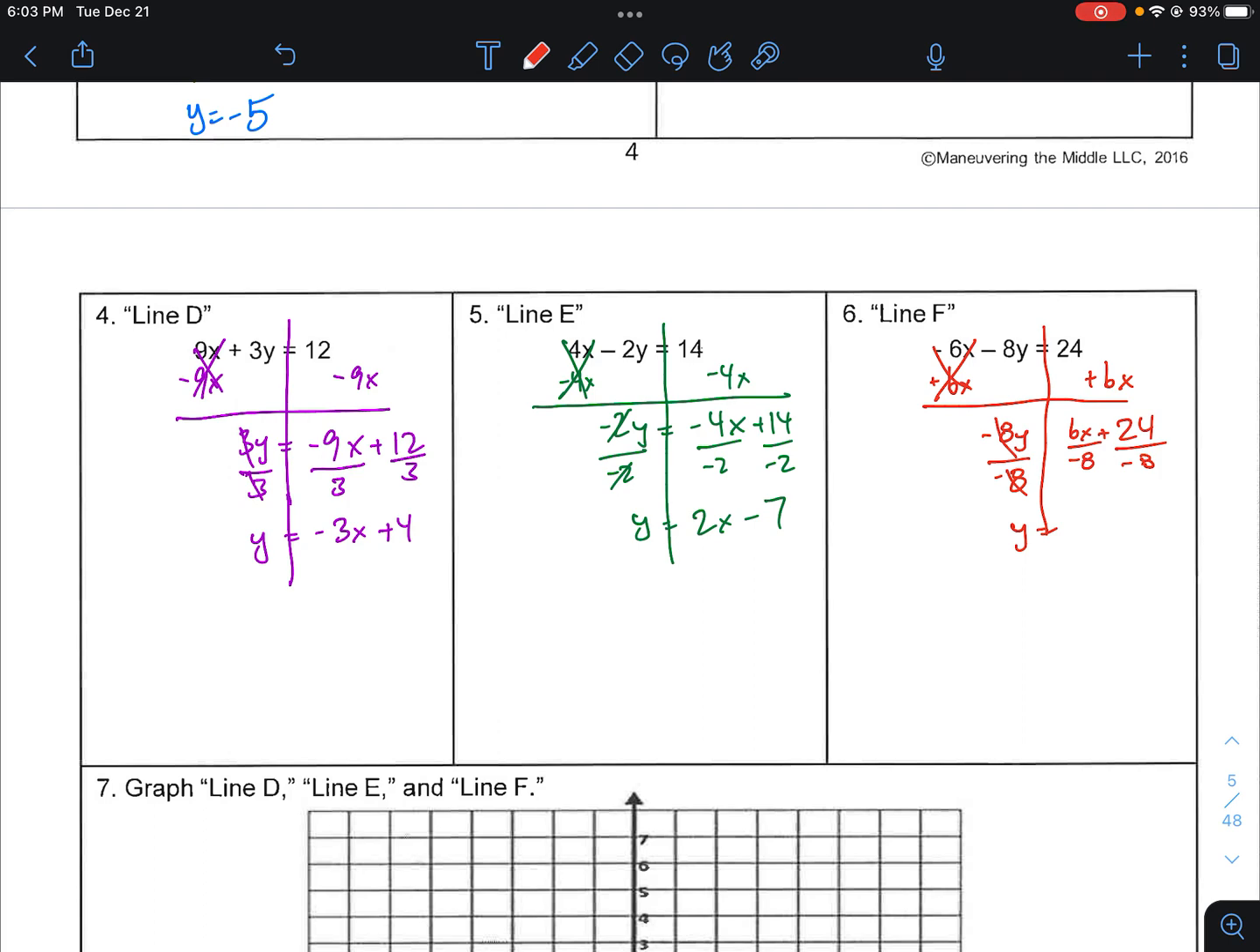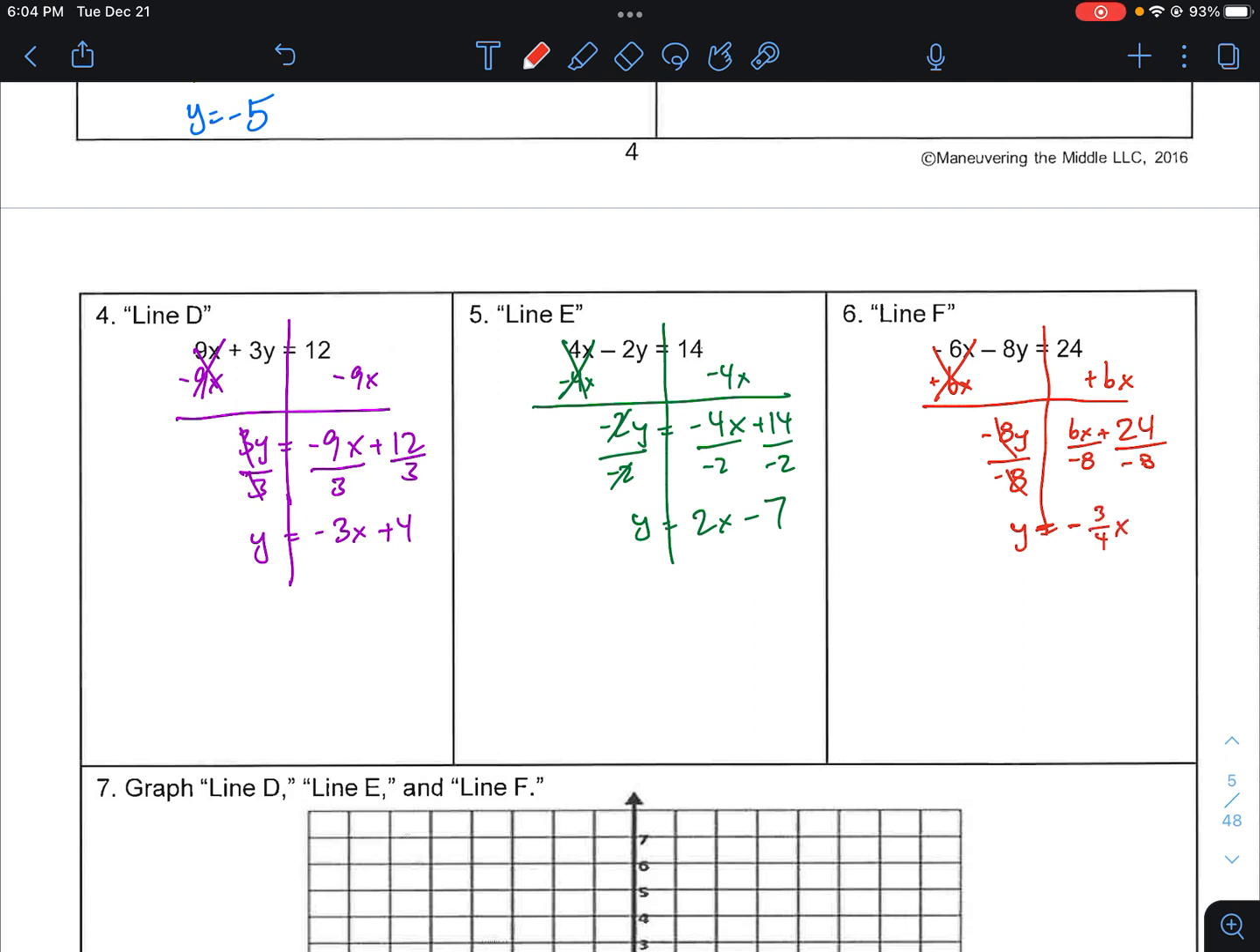You end up with 6 over 8, which is 3/4. You end up with 0.75, negative 0.75, and I don't like that. So I would rather keep it in fraction form. That way I know what the rise and the run is. So I'm going to leave it as negative, and you're going to reduce the 6/8 to 3/4.